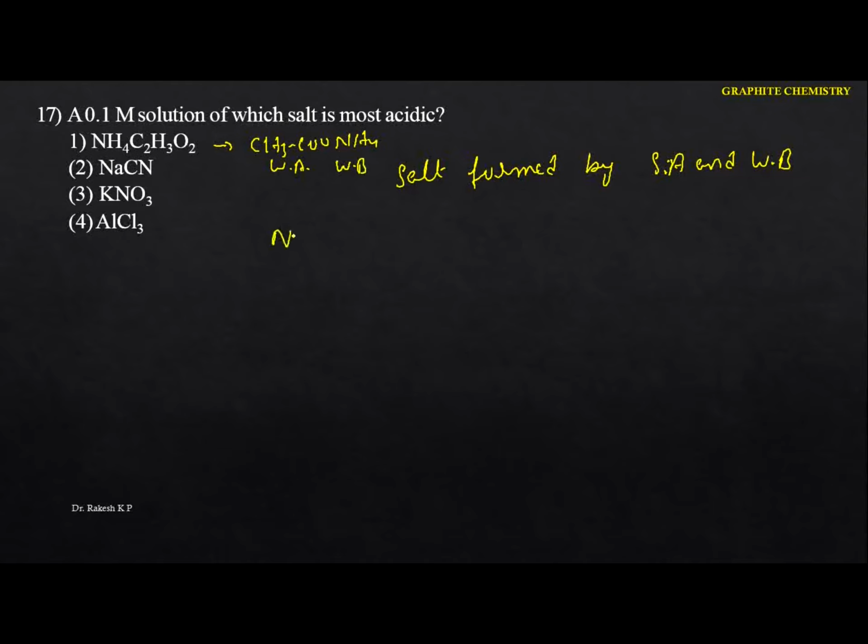Similarly, if you are talking about sodium cyanide, you get this salt from a strong base and a weak acid here. And similarly, if you are talking about potassium nitrate, both will be a strong base and a strong acid.